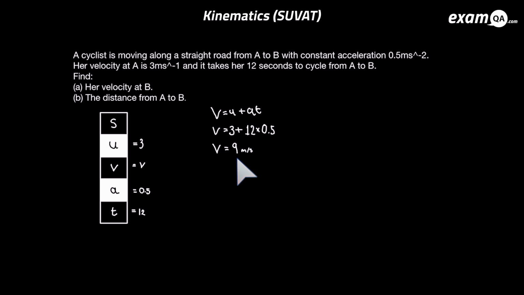Now the next part of the question wants us to work out the distance from A to B. So that's the S. So now that we have to work out S, which is the displacement, which formula are we going to use? Since we've got four pieces of information, we've got multiple formulas we can use. However, since V is something we worked out, it's better to use a formula which V is not in, just in case we got it wrong. So again, I'll give you a moment to think of what formula we're going to use.